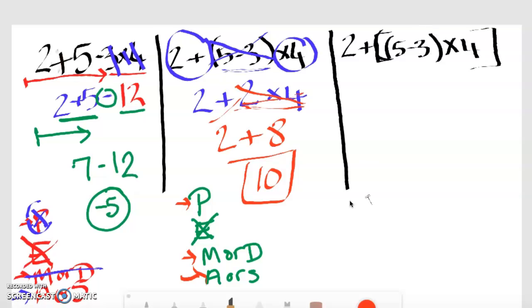Now look at the one with brackets. Again, P, E, M or D, A or S for addition or subtraction. I'm going to go through these steps as I have with every other one. I'm looking at this. Do I have parentheses? Yes, I have parentheses and I have brackets. But I'm going to do my parentheses first. So I'm going to do 5 minus 3. That gives me 2. Get rid of what I used.